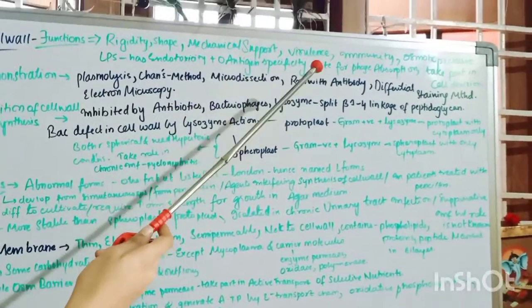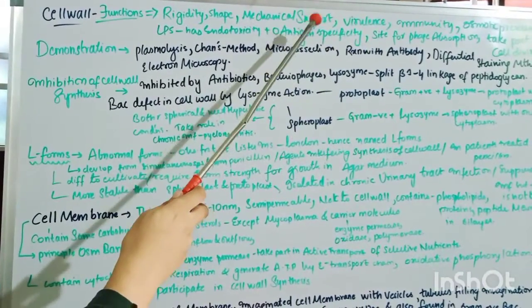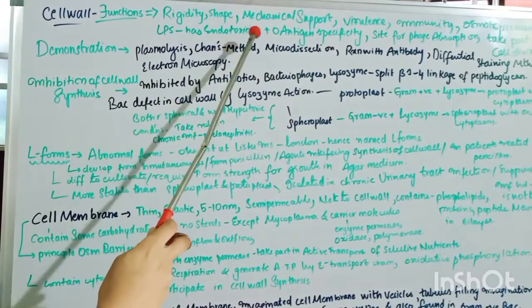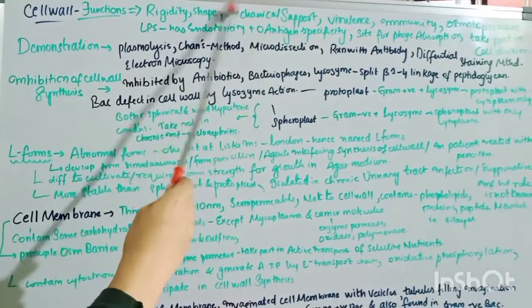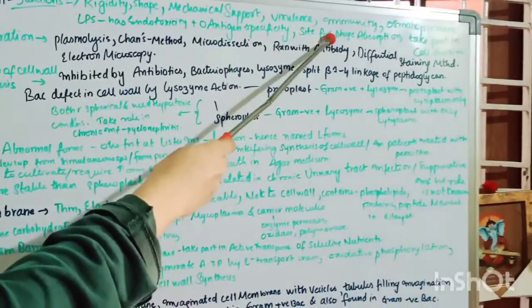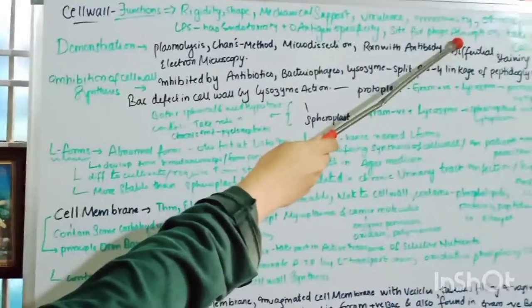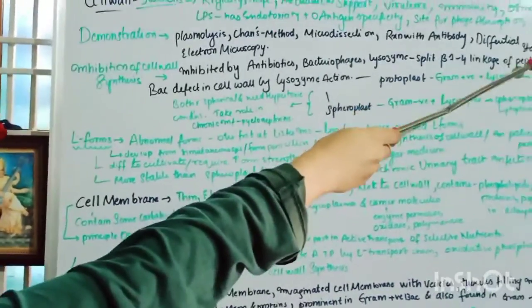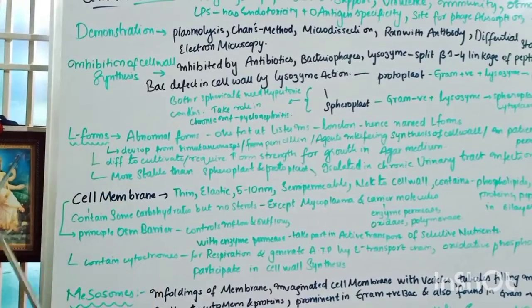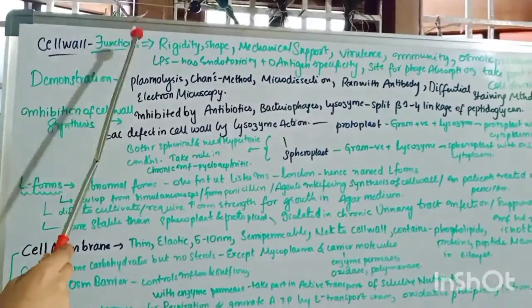O antigen specificity, we know, is present in region 1, and endotoxicity in region 3, so it is specific to them. Outer membrane: site for bacteriophage absorption, and also takes part in cell division. So this is about the cell wall. The cell wall is the outermost part of a bacterium.